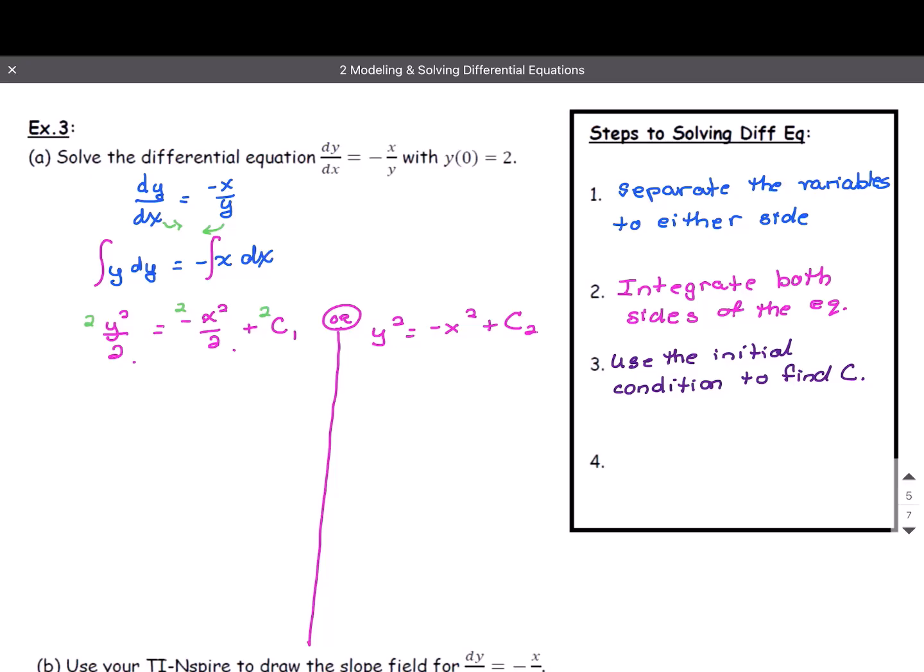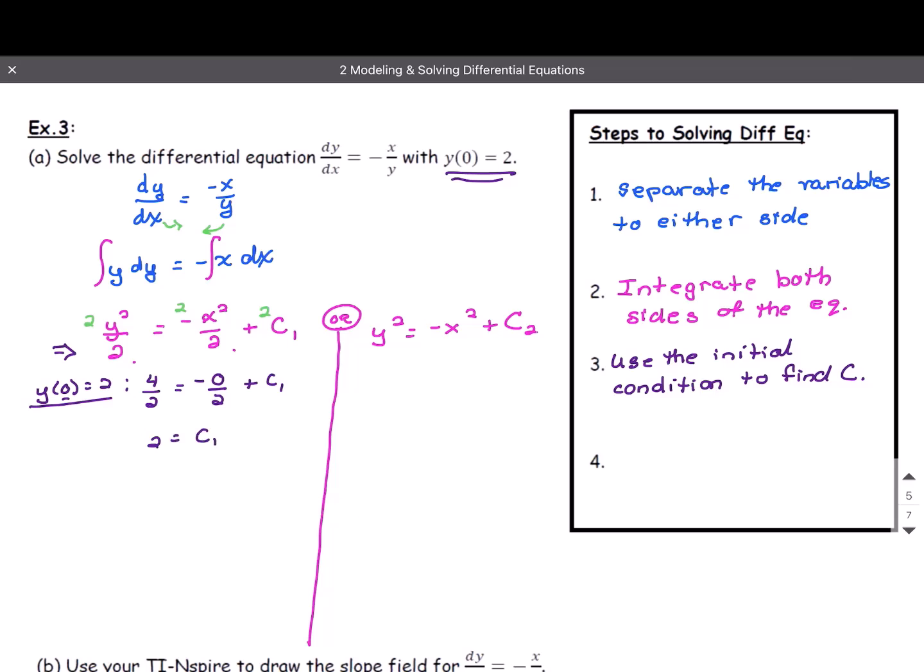Now, on the left side it's c1, on the right side it's c2. I don't care which way you do it, but I do want to show you both ways. Remember our initial condition was that y of 0 equals 2. So in this equation, y is 2, so 2 squared is 4 over 2 equals negative 0 squared over 2 plus c1. Well, 4 divided by 2 is 2, and that means our constant c1 is 2.